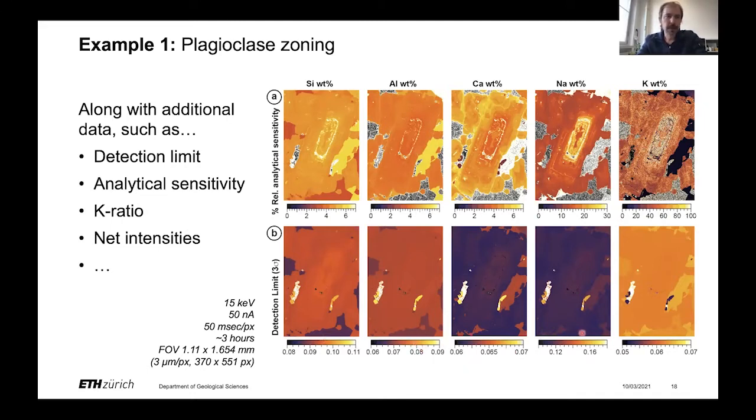We can also have a map of the relative analytical sensitivity. That will help you not to over-interpret your results. So you know that, for instance, when you have a very high calcium content, of course, your data will be a little bit more sensitive, maybe around plus or minus 3%. Whereas once you reach this albitic rim, you'll get poorer statistics and, of course, a poorer sensitivity.